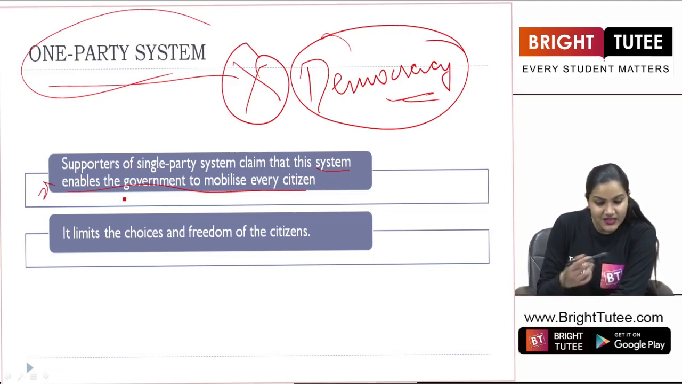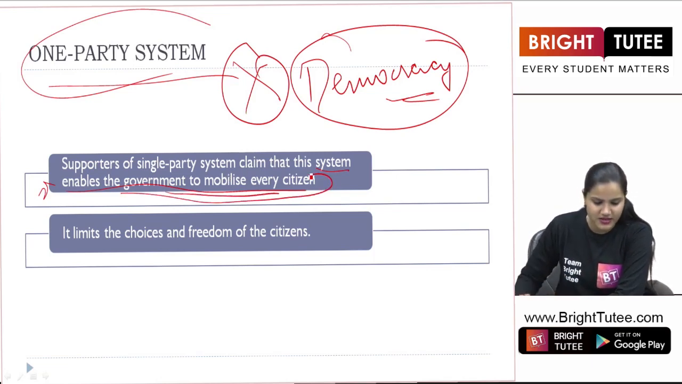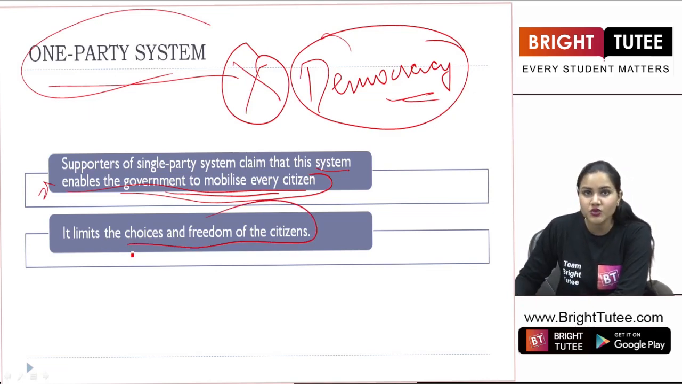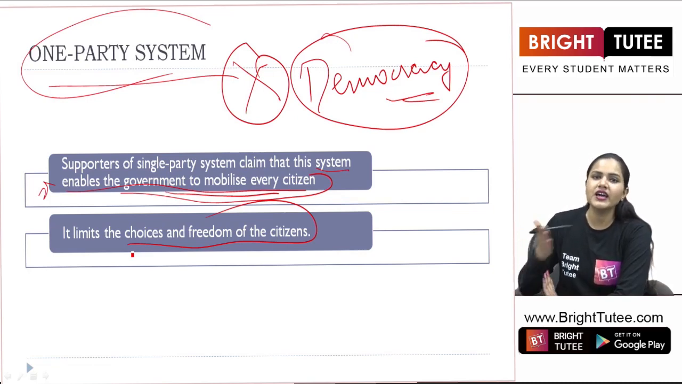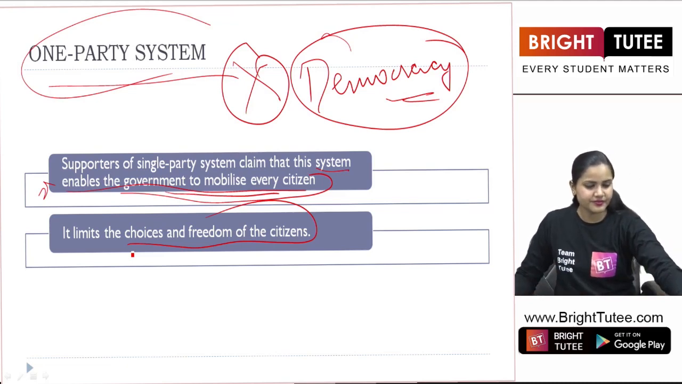So here we see that the supporters of the one-party system claim that the government mobilizes every citizen. It limits the choices and freedoms of citizens. Definitely, students, they do not have any choice to vote for any other party. Only one party is there. Maximum what they can do is vote for the nominated candidates from that particular party. So this is how elections take place in these different regions.